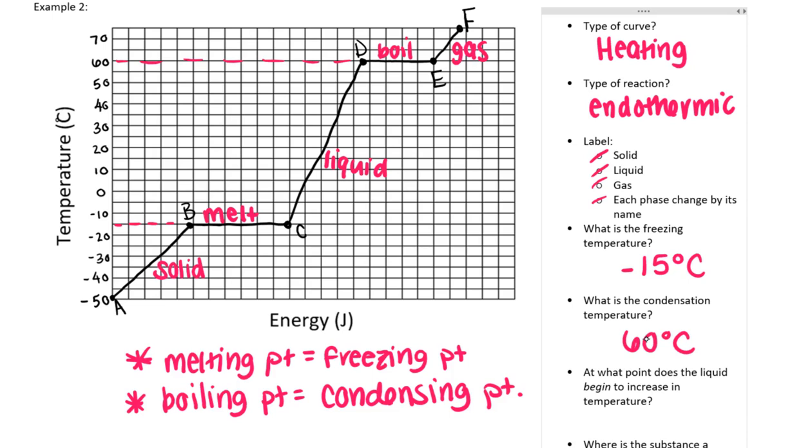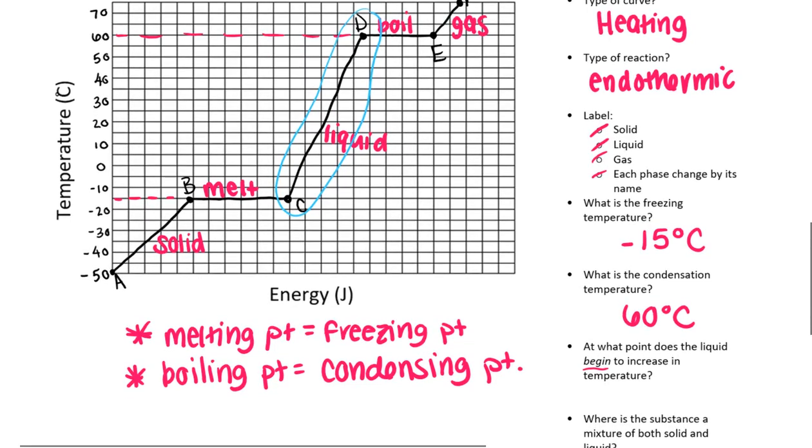Next question. At what point does the liquid begin to increase in temperature? So all the way from C to D, my substance is a liquid, and it's increasing in temperature over that whole segment. But the key word here is begin. It begins to increase in temperature at point C. Right here is the first place that that liquid begins to increase in temperature.